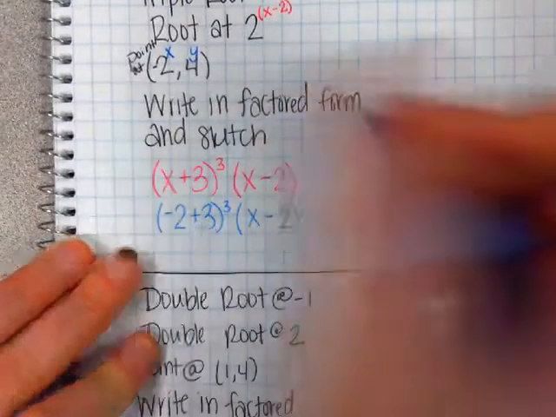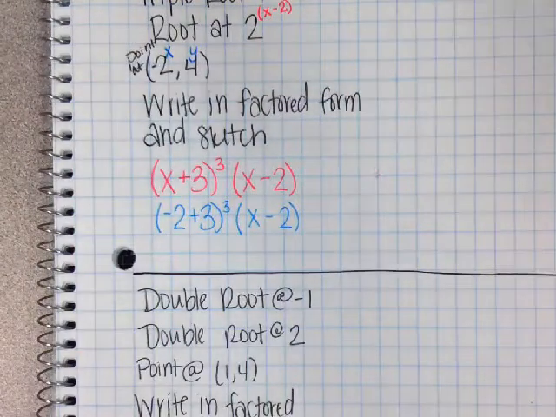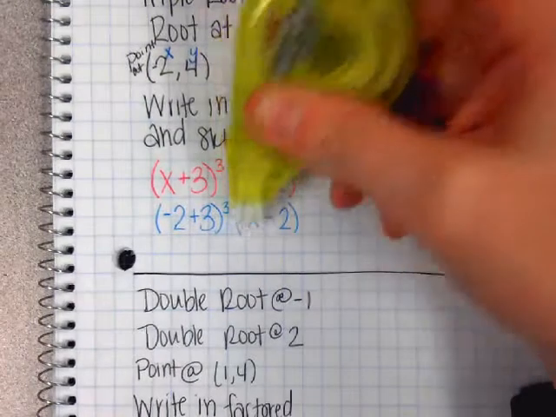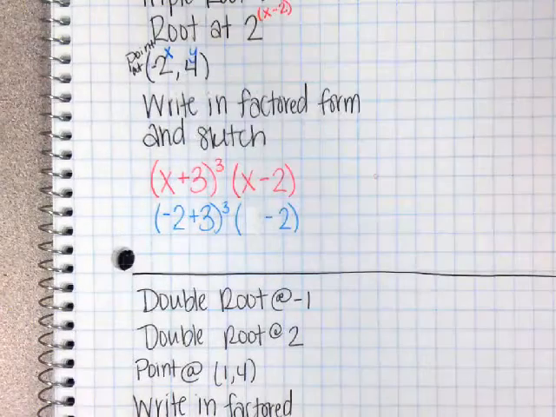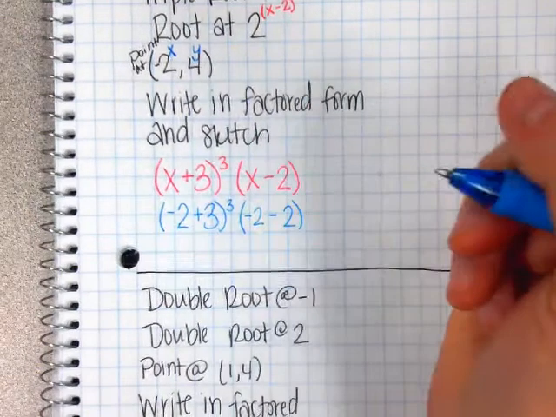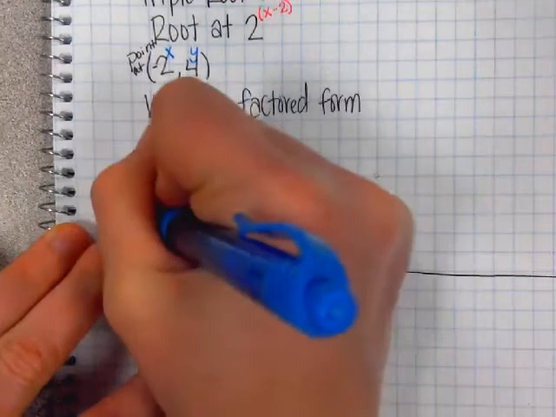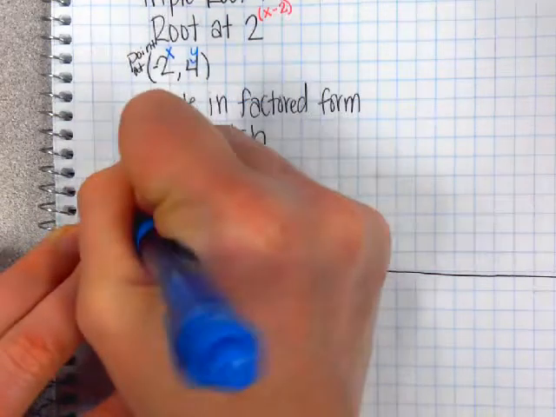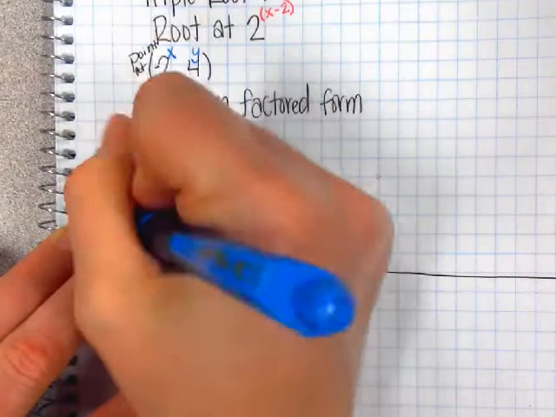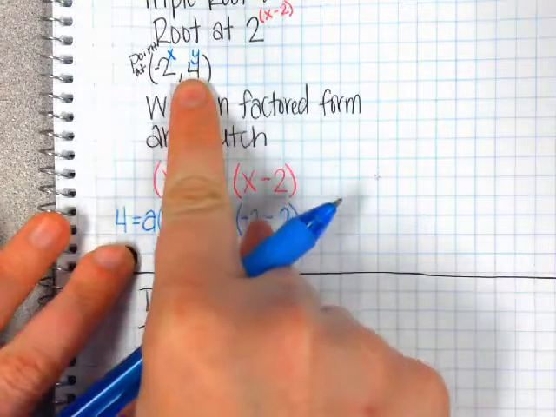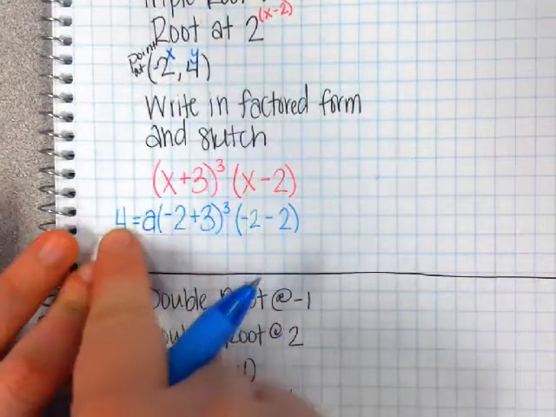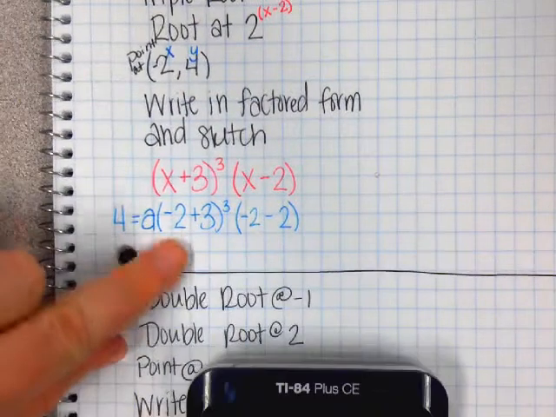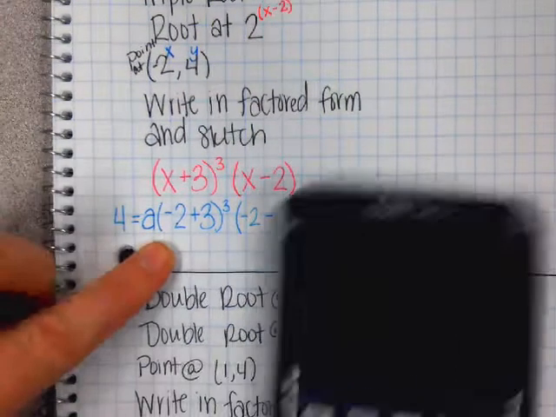Oh, I wrote x. Hold on. I wrote x again instead of writing -2. And then the A is what I'm looking for, equals the y value of 4. So this information, this point, tells you that the y value is 4 when the x is at -2. So I'm going to go ahead and work this part.